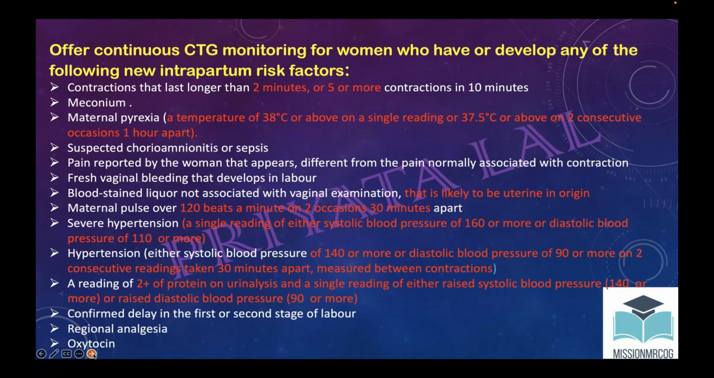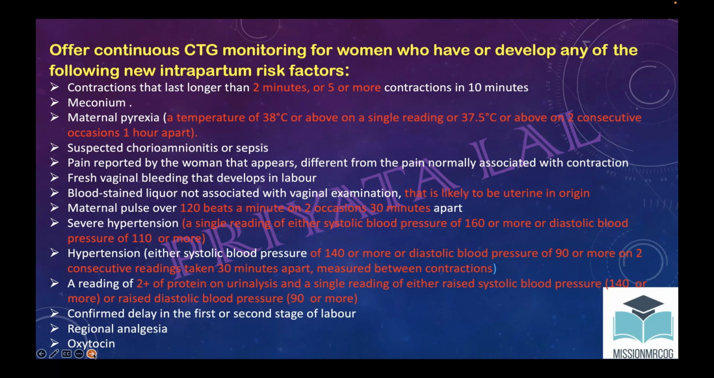Maternal tachycardia, pulse 120 on 2 occasions 30 minutes apart. Severe hypertension, blood pressure more than 160/110. Hypertension, if it is 140/90, there should be at least 2 readings 30 minutes apart. If it is severe, a single reading. And if it is mild, that is 140/90, there are 2 consecutive readings 30 minutes apart.